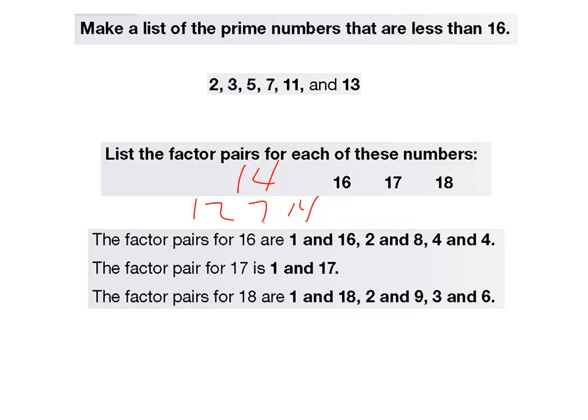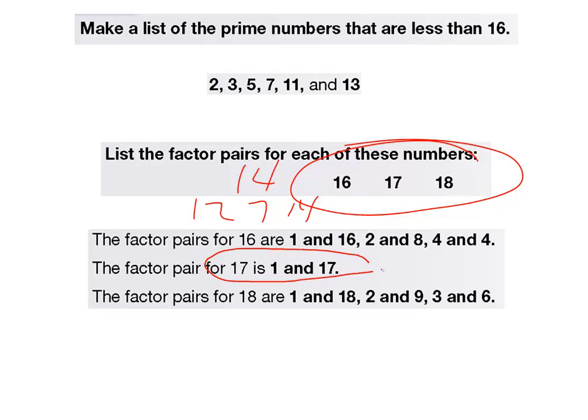Factoring pairs for 16 are 1 and 16, 2 and 8, 4 and 4. The factoring pair for 17 is 1 and 17, and the factoring pairs for 18 are 1 and 18, 2 and 9, 3 and 6. So which of these 3 numbers is a prime number? It's 17 because it only has 2 factors, 1 and 17.